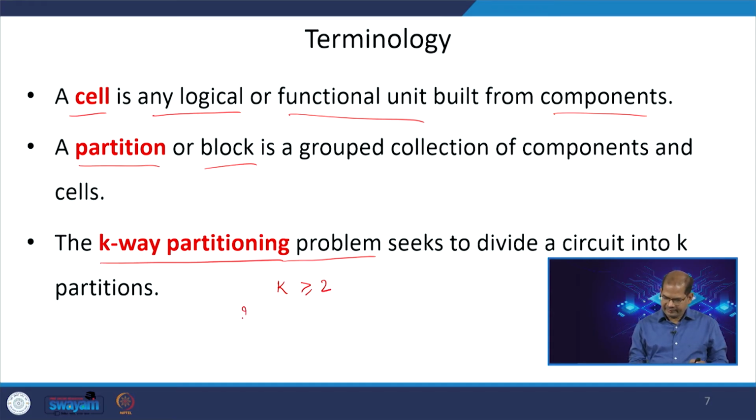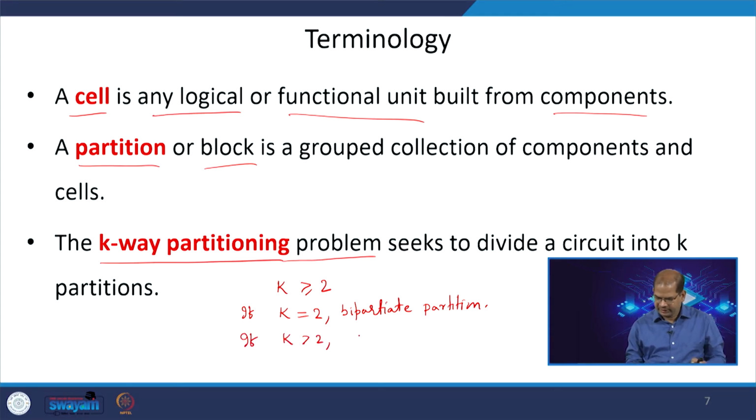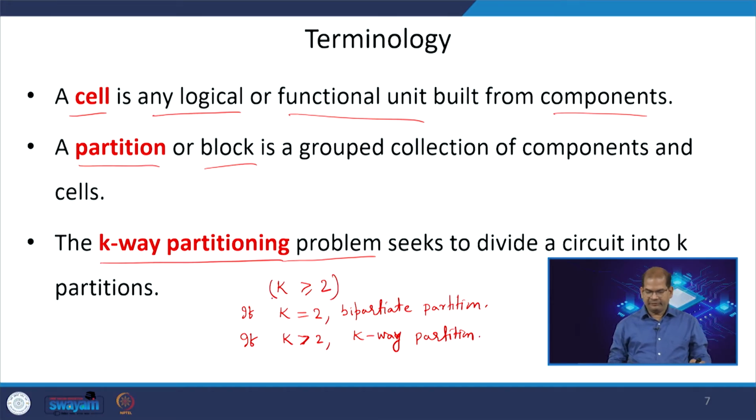So, if k equals 2, then it is called a bipartite partition. If k is greater than 2, then that is called a k-way partition. So, k should be greater than or equal to 2, and if k equals 2, that is called a bipartite partition, and if k is greater than 2, then it is called a k-way partition.